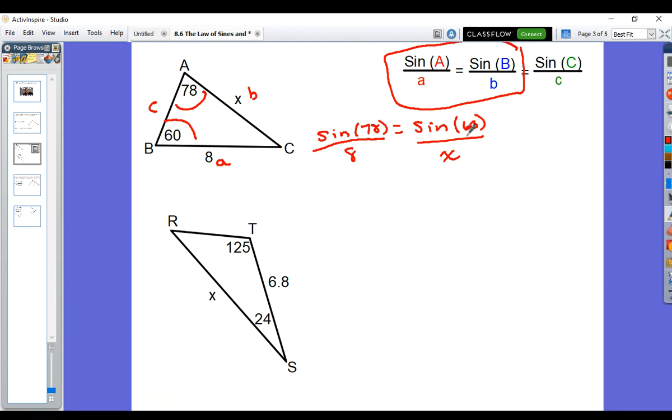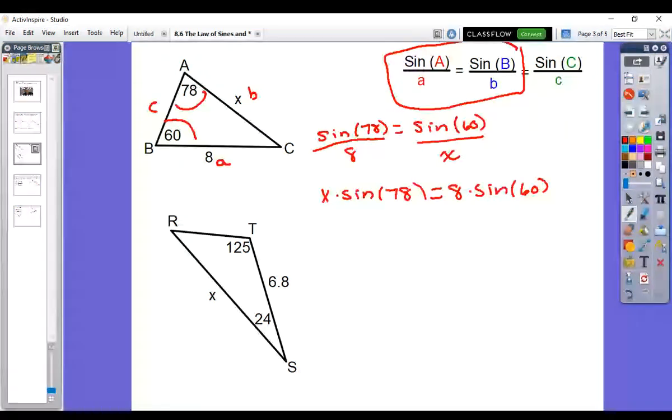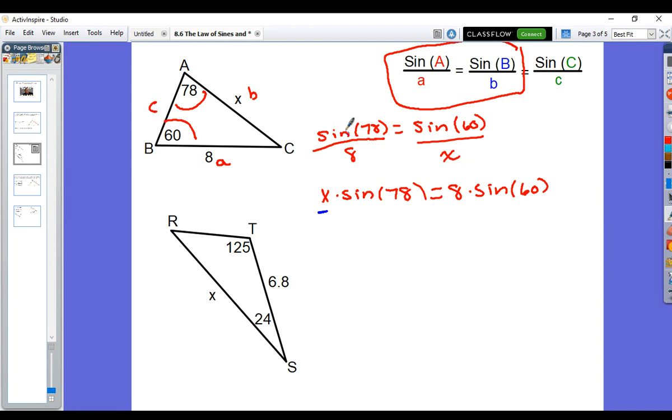All right, so we're going to cross multiply. This times this gives us x times sine of 78. You can't actually multiply it yet. Then we cross multiply the other two and get 8 times sine of 60. Just like every problem we've done before, we have to find our unknown. We're solving for x, so we need to get x by itself. To do that, we divide both sides by the sine of 78.